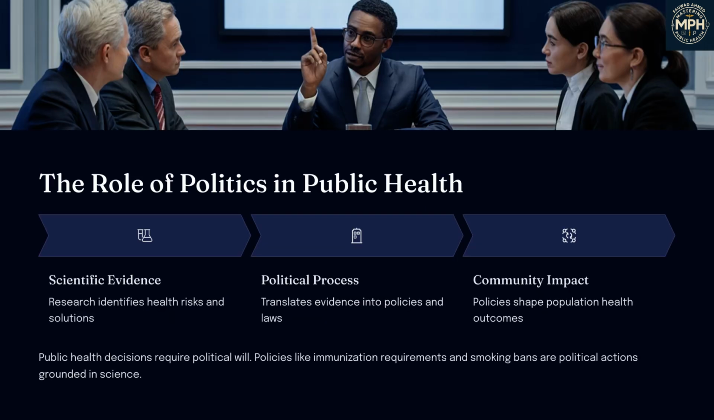Section 4. The role of politics. But even when the science is clear, action requires political will. Public health decisions are often made by governments, at federal, state, or local levels, and are shaped by policies, budgets, and community values. Consider policies like requiring immunizations for school entry, banning smoking in public places, or mandating seatbelts. These are all political actions grounded in public health science.